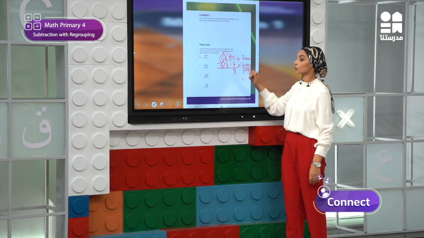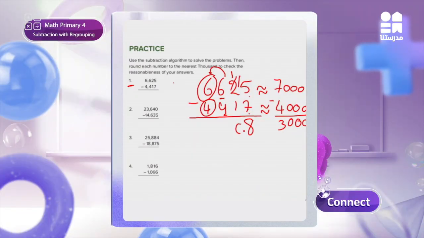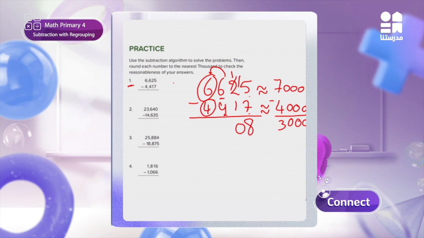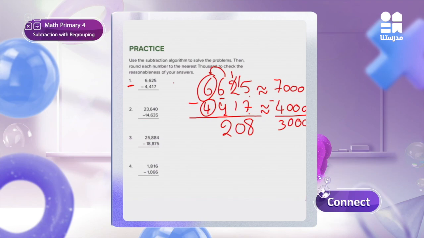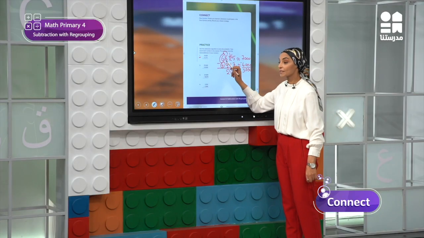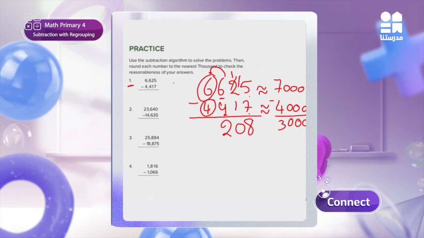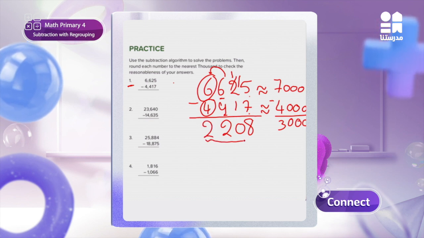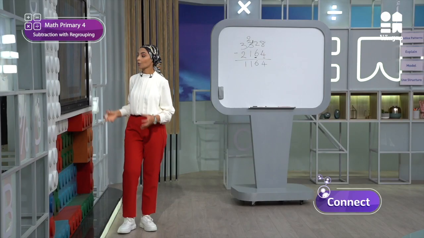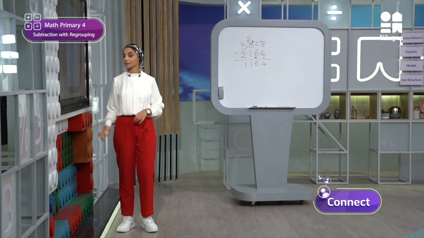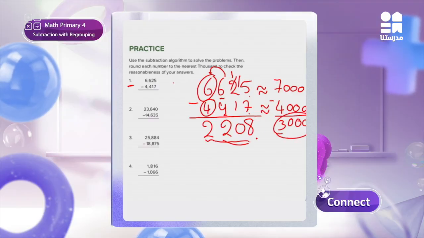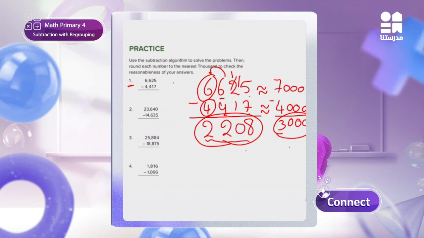And now, 1 minus 1 gives me what? Yes, gives me 0. Can I subtract 4 from 6? Can I take 4 from 6? Yes. 6 minus 4 equals 2. Let's move to the thousand. Can I subtract 4 from 6? Yes, of course. 6 minus 4 gives me 2. So, the answer here is 2,208. Now, if I compare the two numbers, the estimation number and the accurate answer, yes, I will see they are very close to each other.